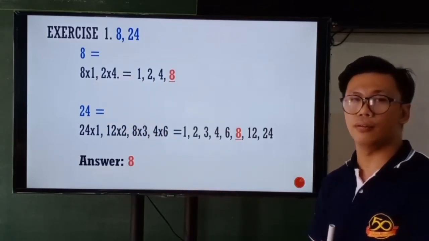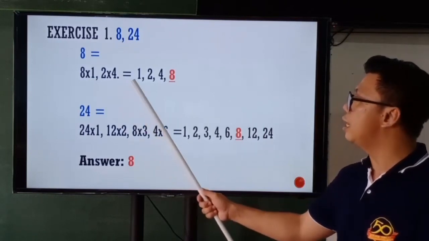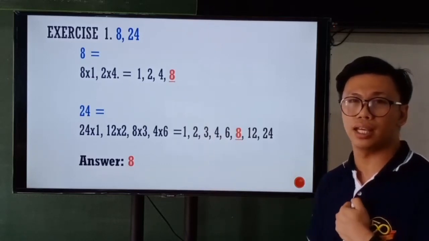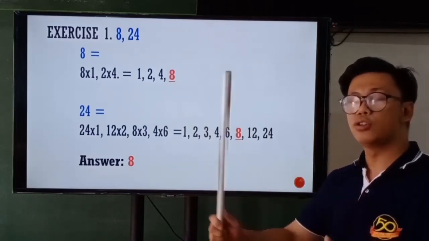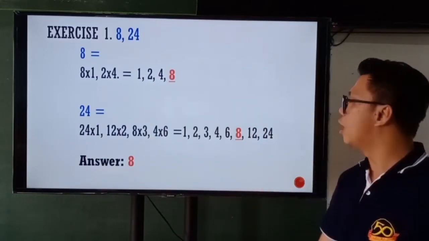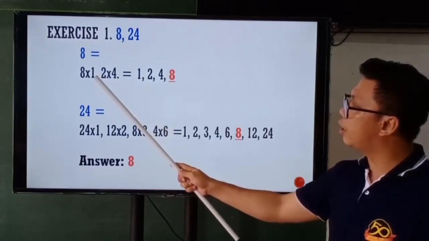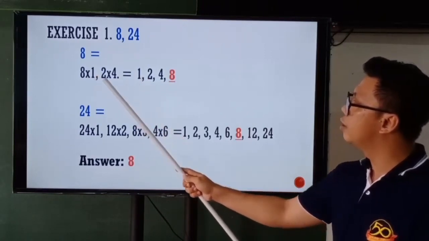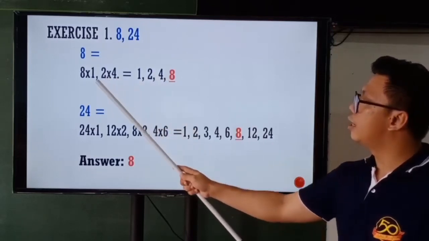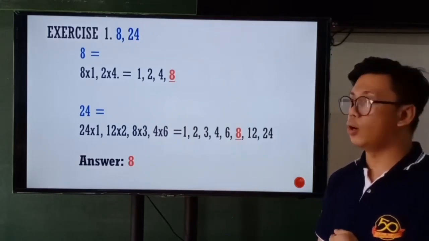After getting the factor of 8, what is the next? Very good. We will list the numbers in ascending order. What is ascending order? It is smallest number to largest number. Very good. So we will write first the smallest number. We have 1. We will write 1. Then 2. Then 4. And the last number is 8. So that is our factor of 8.